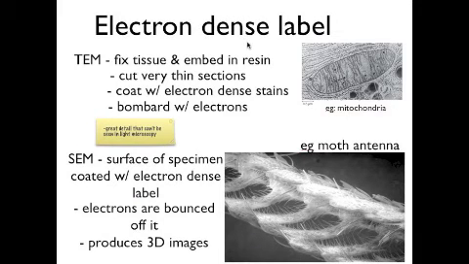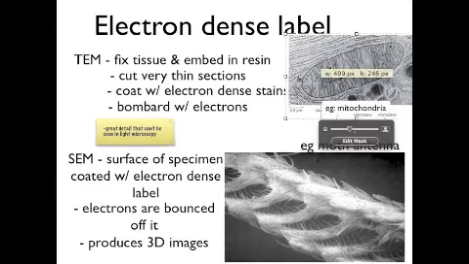The electron dense label usually happens in electron microscopy, as the name suggests. In TEM, which is transmission electron microscopy, it allows fixed tissue. It's accomplished by fixing tissue and embedding it in resin, and then cutting very thin sections and coating these sections with electron-dense stains. These stains are then bombarded with electrons, allowing these kinds of images, for example, mitochondria. These are very clear images with lots of detail.